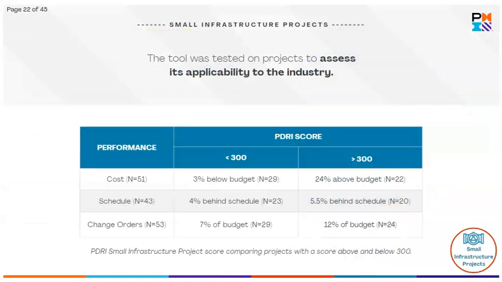The tool was tested on projects to assess its applicability to the industry. The testing showed projects with a PDRI score below 300 outperforming projects with a score above 300 across cost, schedule, and change orders.